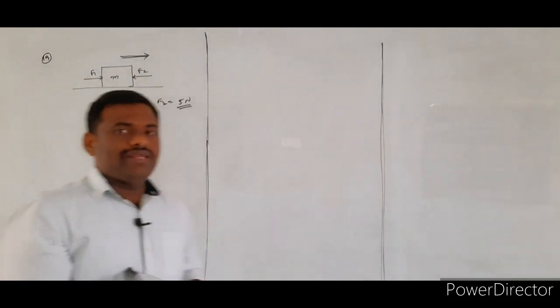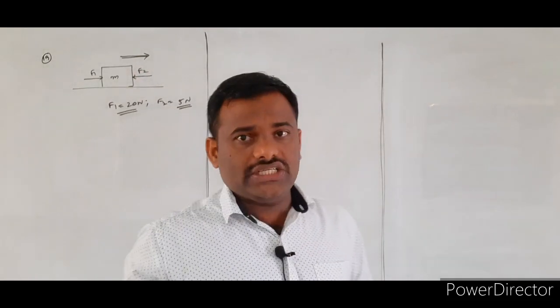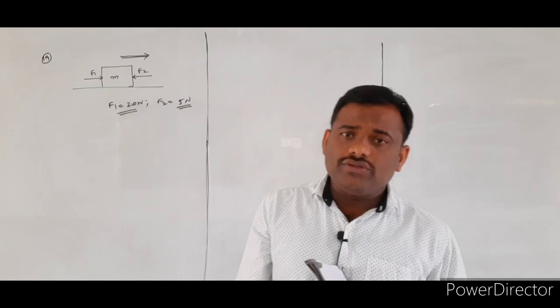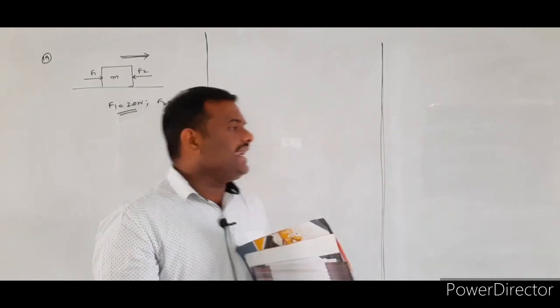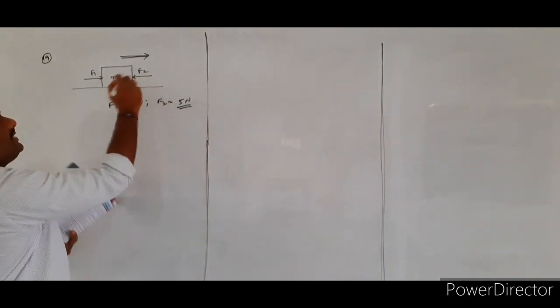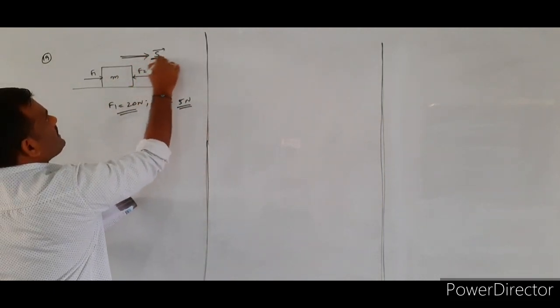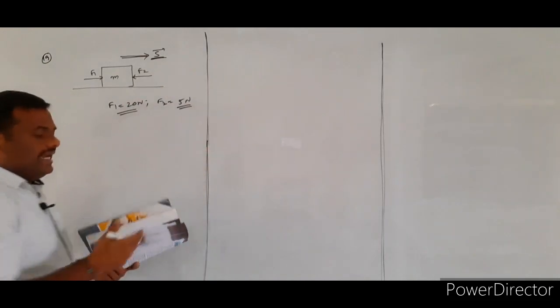So the body will be traveling in which direction? Towards the right side. Why? F1 will be greater than F2, so the body will travel along the net force direction. Net force will be acting in which direction? In this direction, so the displacement of the body will be towards the right side.